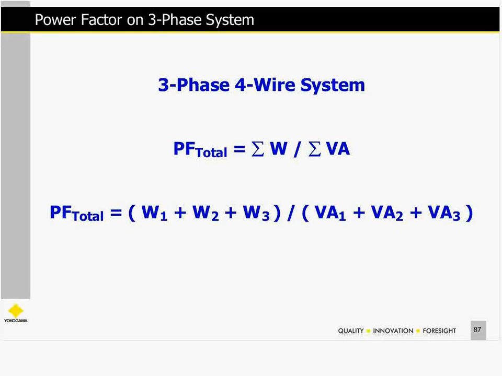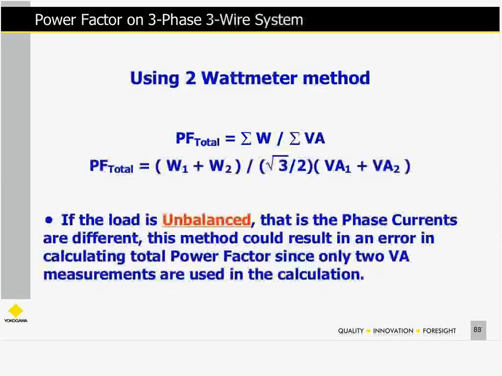Now, power factor on a three-phase system. On a three-phase four-wire system, total power factor is total watts divided by total VA. Well, we know the total watts is just the sum of the 3 wattmeter readings, and the total VA is the same, the sum of the 3 VA measurements. On a three-phase three-wire system, our total wattage is the sum of 2 wattmeters. Total VA is the square root of 3 because it's a line-to-line measurement. We look at VA1 and VA2, and we divide by 2 to get the average.